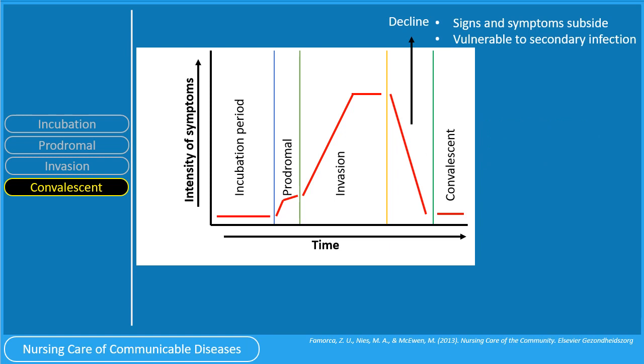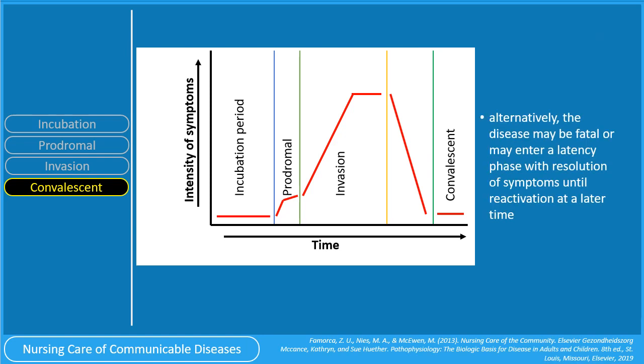For some authors, this course of illness is actually divided into 5. Between the height of infection and the convalescent period, there is a period of decline where signs and symptoms subside. According to Famorca, it is during this time that the patient is vulnerable to secondary infection. Convalescence does not occur at all times.